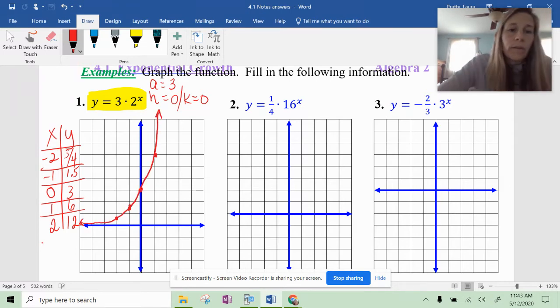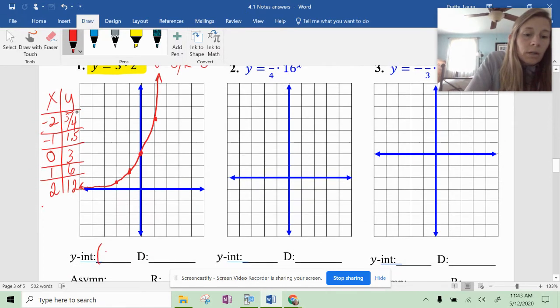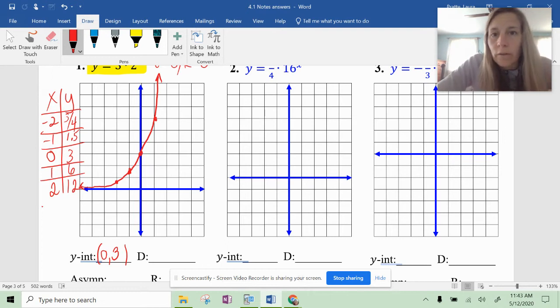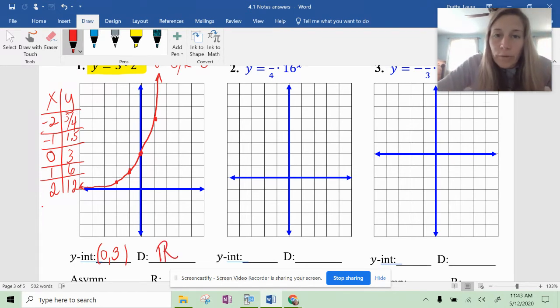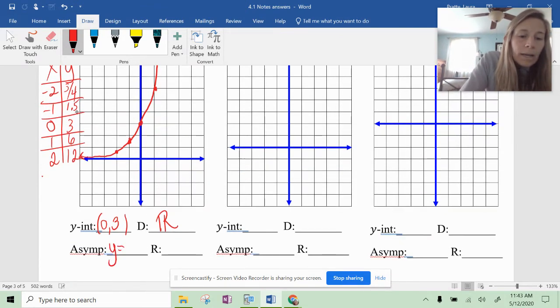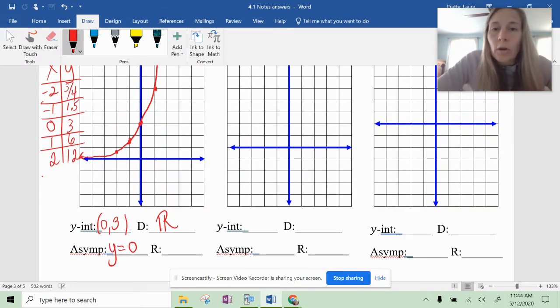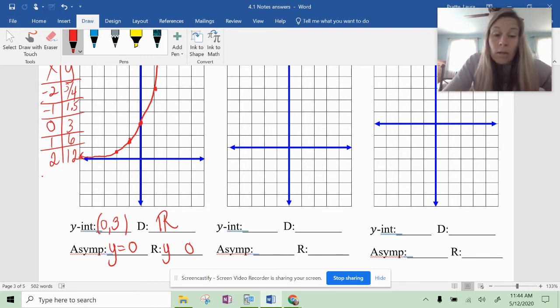Okay, so now we want to fill in this information underneath the graph. And the cool thing is you can really fill it all out before you even do the graph. So we know the y-intercept here is, if you plug in that 0, you got 3. So that's pretty straightforward. Just plug a 0 in for x and whatever you get. The domain, if you remember from the notes, is always all real numbers. And we use this fancy R symbol for all real numbers. Your asymptote is just always going to be y equals whatever the k value is, which we already knew was 0. And then your range is going to be y is either greater than or less than the k value.